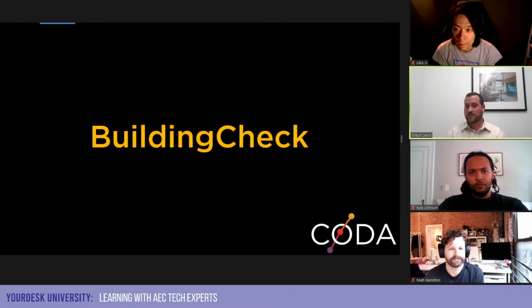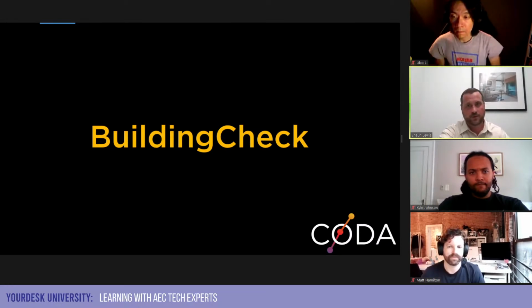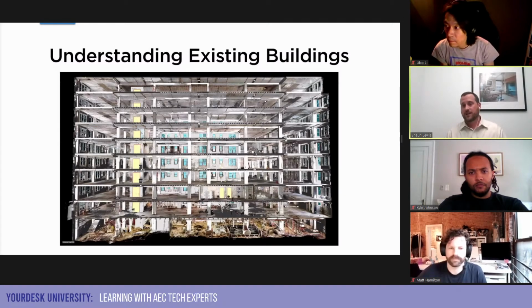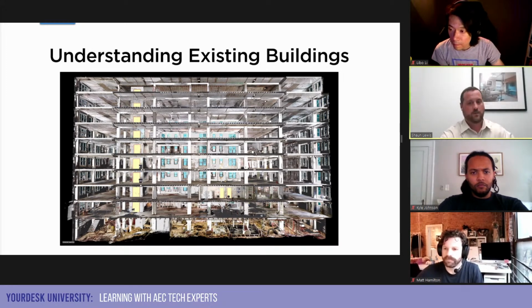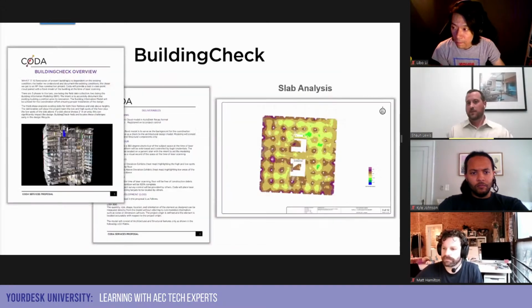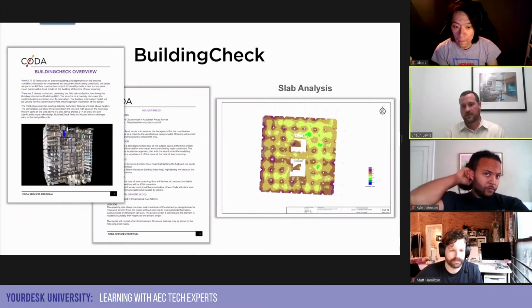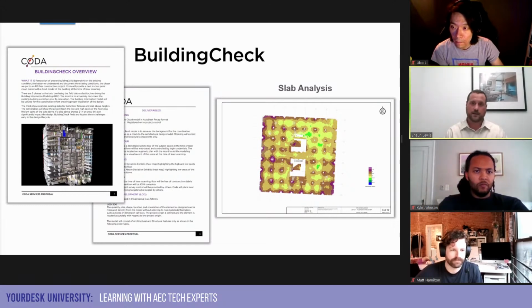Another one of our products is Building Check. Everyone, I'm sure, here is familiar with the scan to BIM process, and that's what our Building Check is, scan to BIM, but it's a little bit more than that. So ultimately, Building Check is about understanding the existing buildings. So we'll go in, scan it, we'll get the model created, but then we dive in a little bit more. We provide some analysis. So we'll provide analysis of the slab.